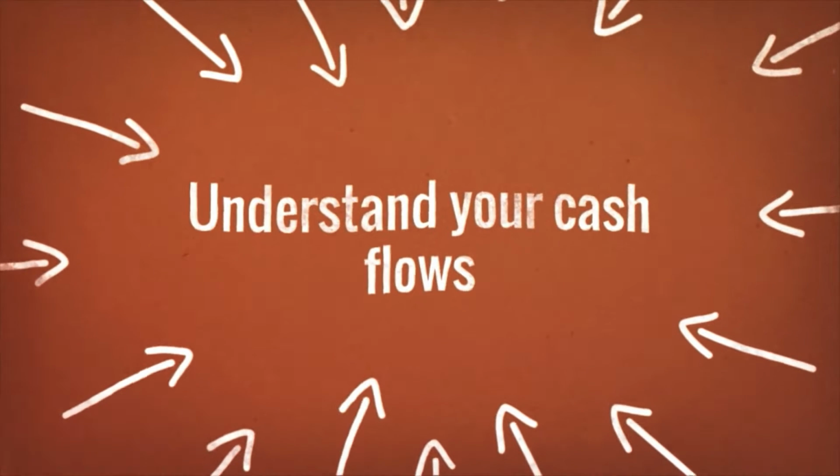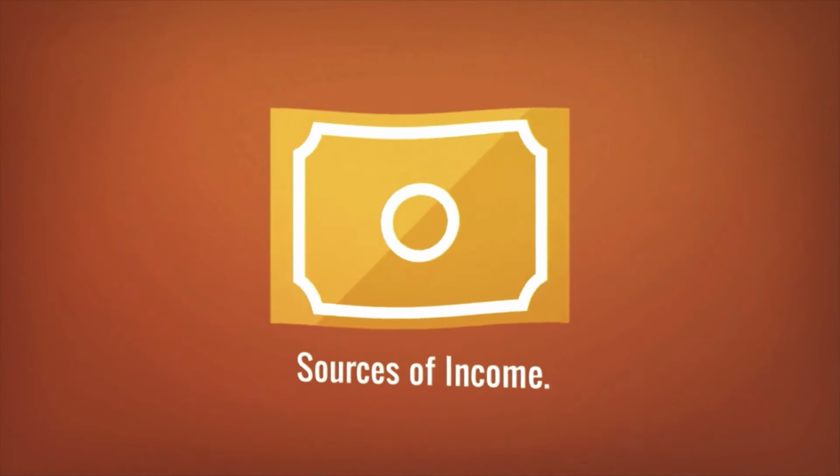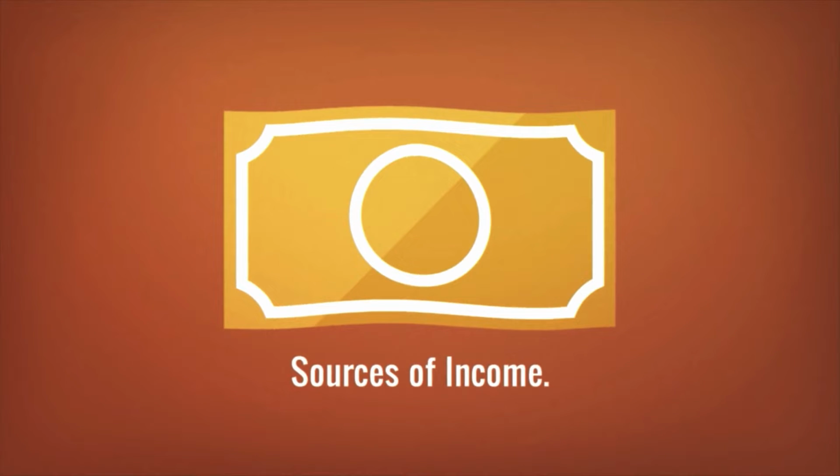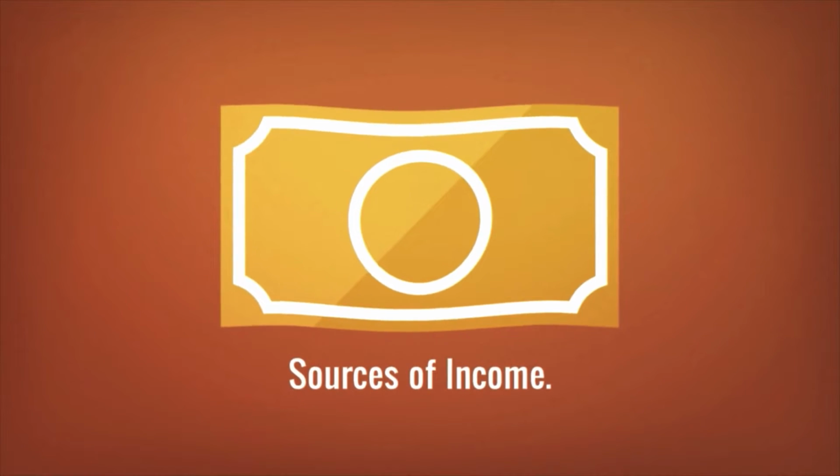Understand your cash flows. Simply speaking, it's the money that is coming in and the money that is going out. Where does your money come from? List down the sources of your income. It could be a salary, rent, pension income, and so on, and the amount that comes in from each source each month. It is always preferable to look at the after-tax income that will be available.